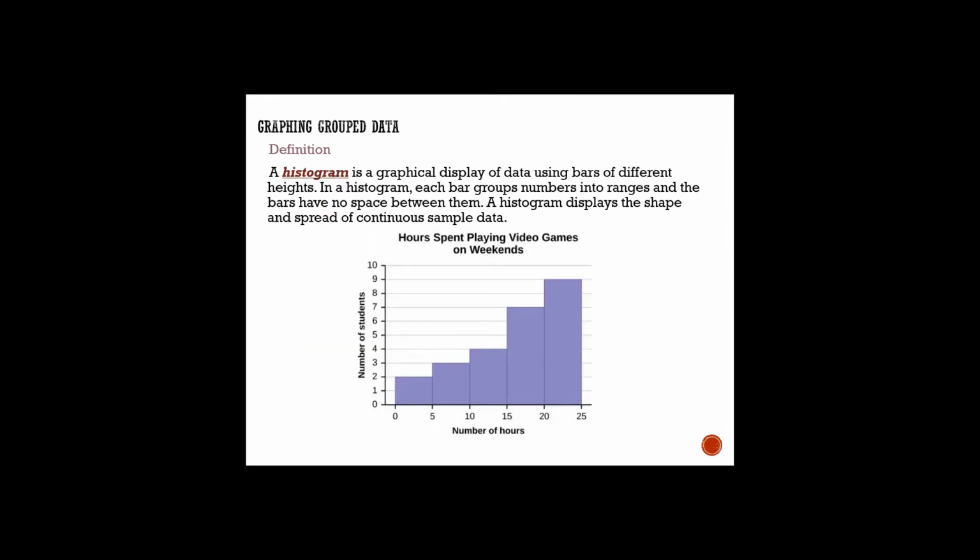Next is a histogram. This is a graphical display of data. It uses bars of different heights again. So the frequency is represented by the height of the bars, but notice there's no space between them. This histogram really displays the shape of the data, and it is used for continuous sample data. In other words, when it's quantitative continuous data, this would be used for a better representation of that.